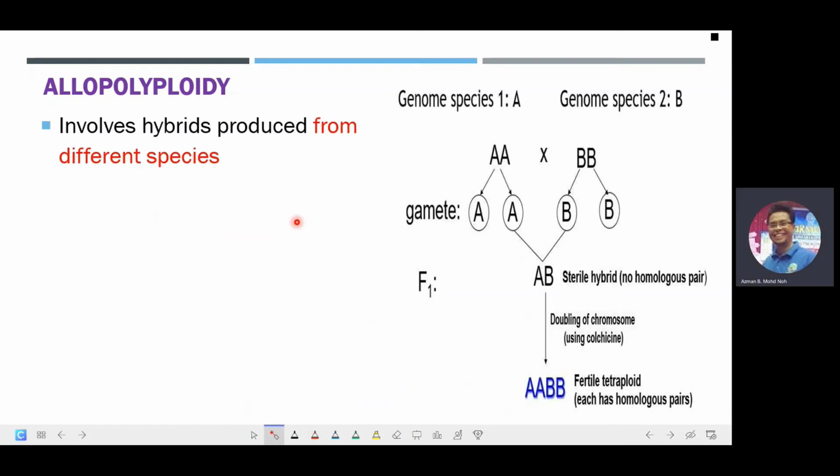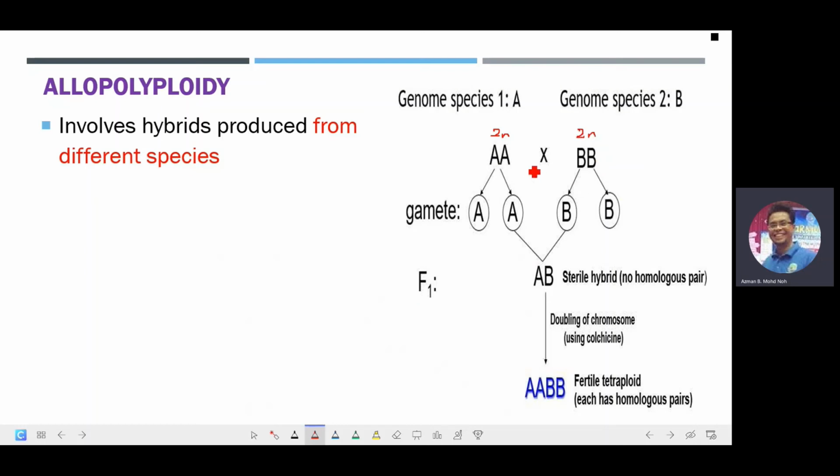The second type of polyploidy will be allopolyploidy. This will involve hybrids produced from different species. For example, let's say we have 2 individuals, but these 2 individuals will be of different species. Let's say this individual here will have 2 sets of chromosomes, and so this individual will be a diploid organism, and this individual will also have 2 sets of chromosomes. This is also another diploid individual.